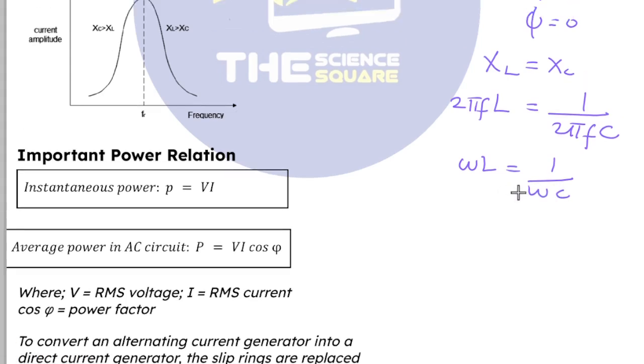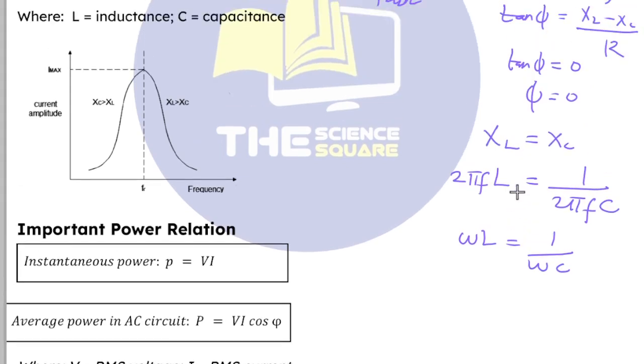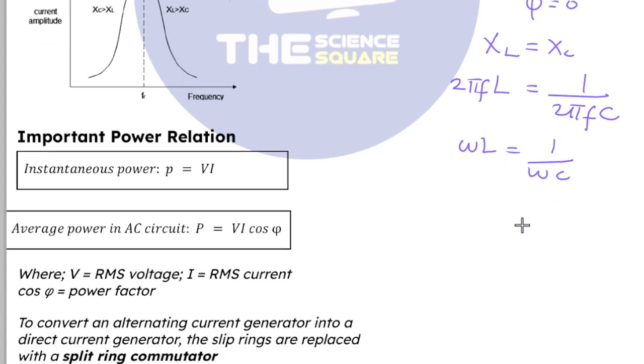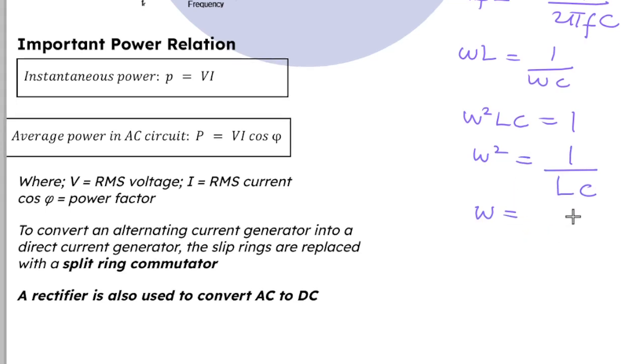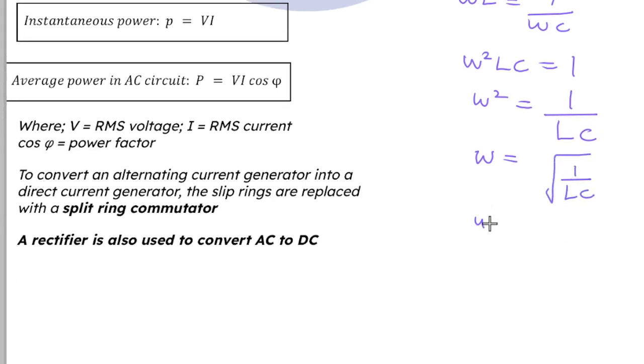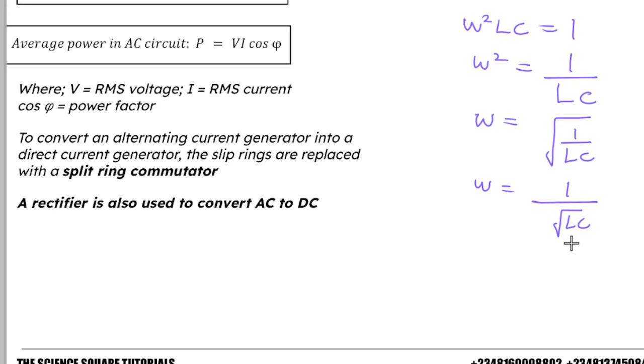And from here, we can decide to make omega the subject of the formula. If you cross multiply, you're going to have omega squared LC is equal to 1. Or you say omega squared is equal to 1 over LC. So omega is equal to, you take the square root of both sides, you get the square root of 1 over LC. And the square root of 1 over LC is the same thing as 1 over square root of LC. Because square root of 1 is 1, and square root of LC gives us square root of LC. Okay?